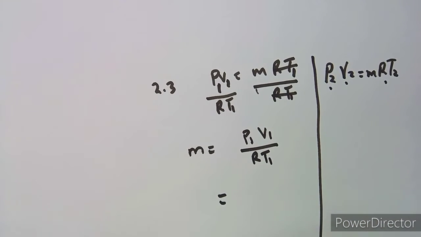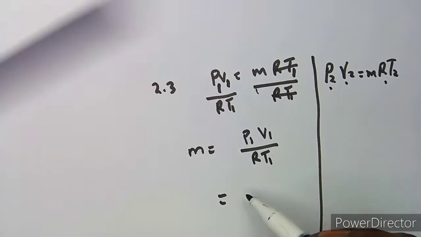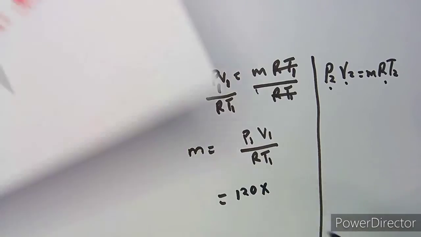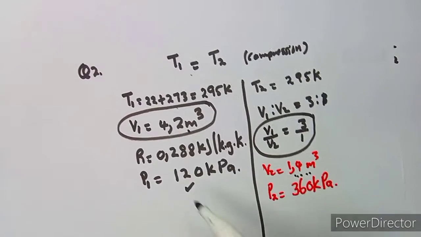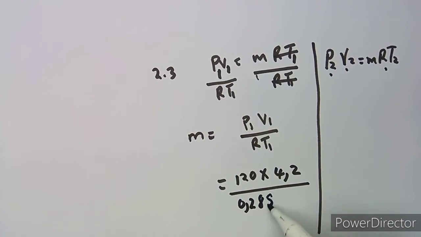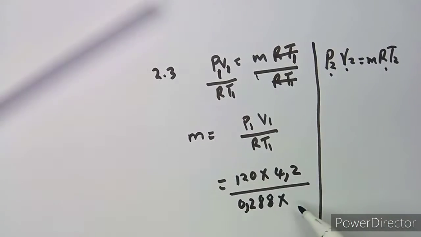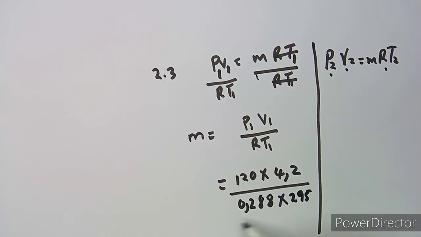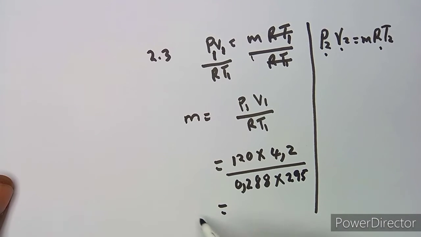So we can easily substitute the information that we are given. In this case, your P1 is 120 kilopascal. Just substitute as it is. The V1 is 4,2. All right, everything over R times T, where R we are given as 0.288, times T1, which is the temperature in kelvins, which is 295. Remember, we added this so that it can be 295. It's not like we had something like this previously, no.